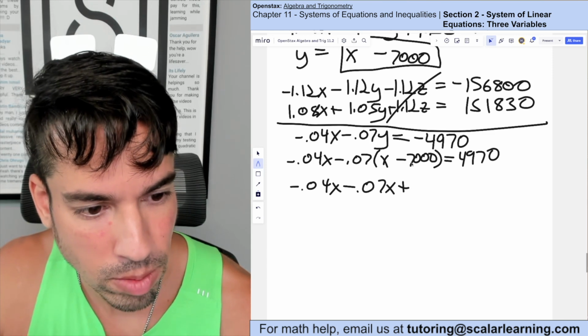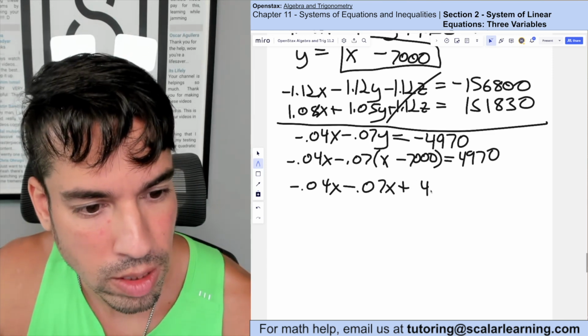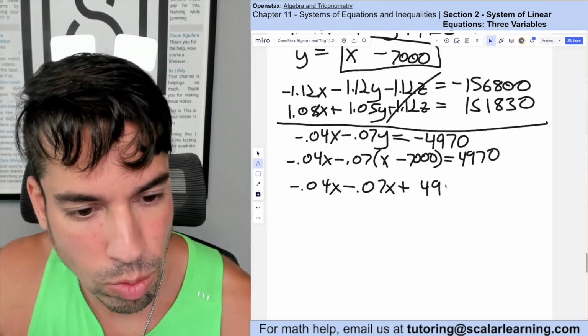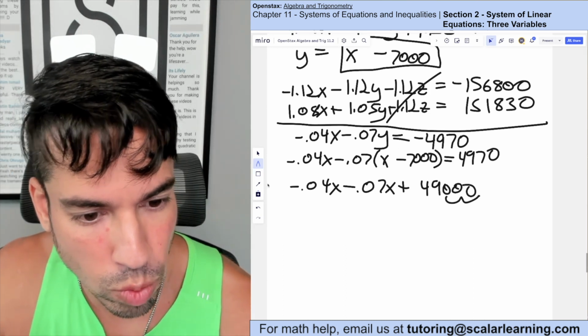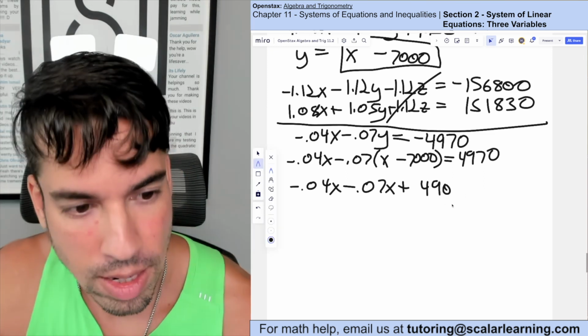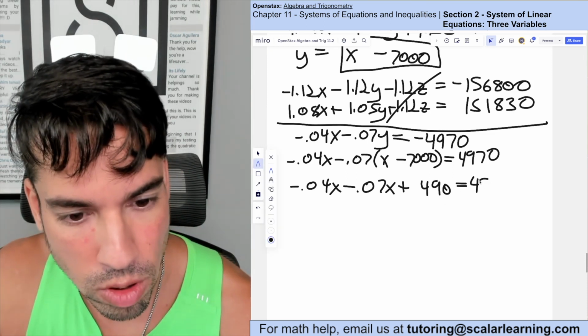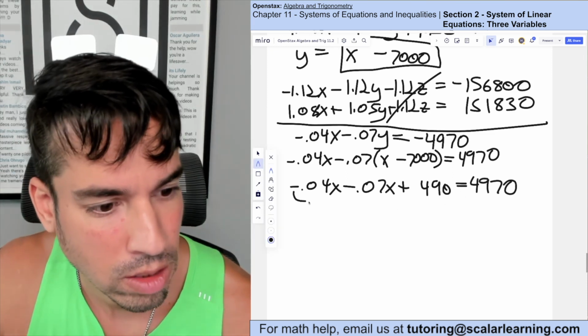Again, that's a negative times a negative, so it's 49. 7 times 7,000 would be 49,000, but then it's 0.07, so we move the decimal over twice. That would turn into 490, of course, equals 4,970. Now let's combine like terms.